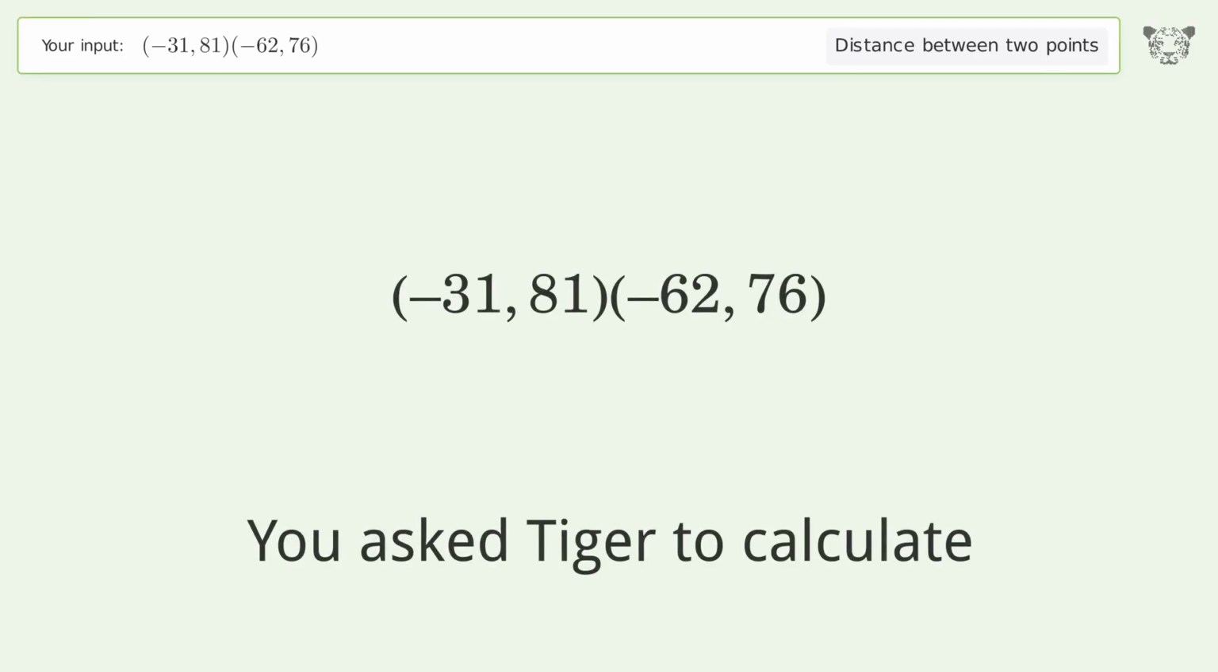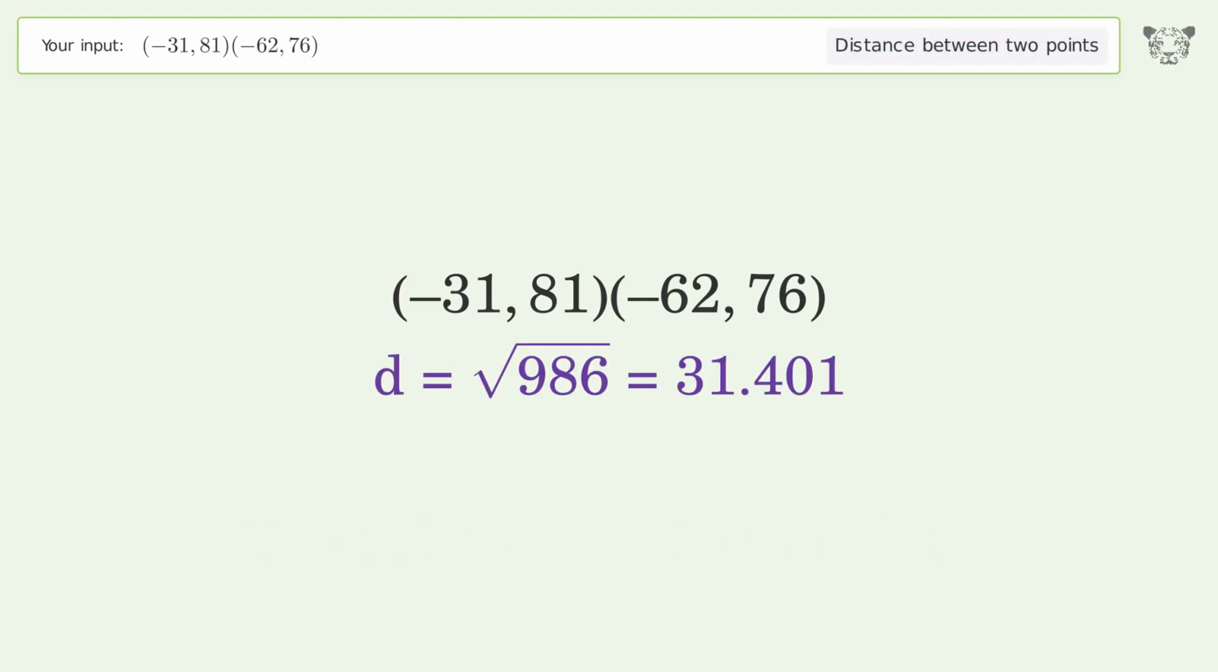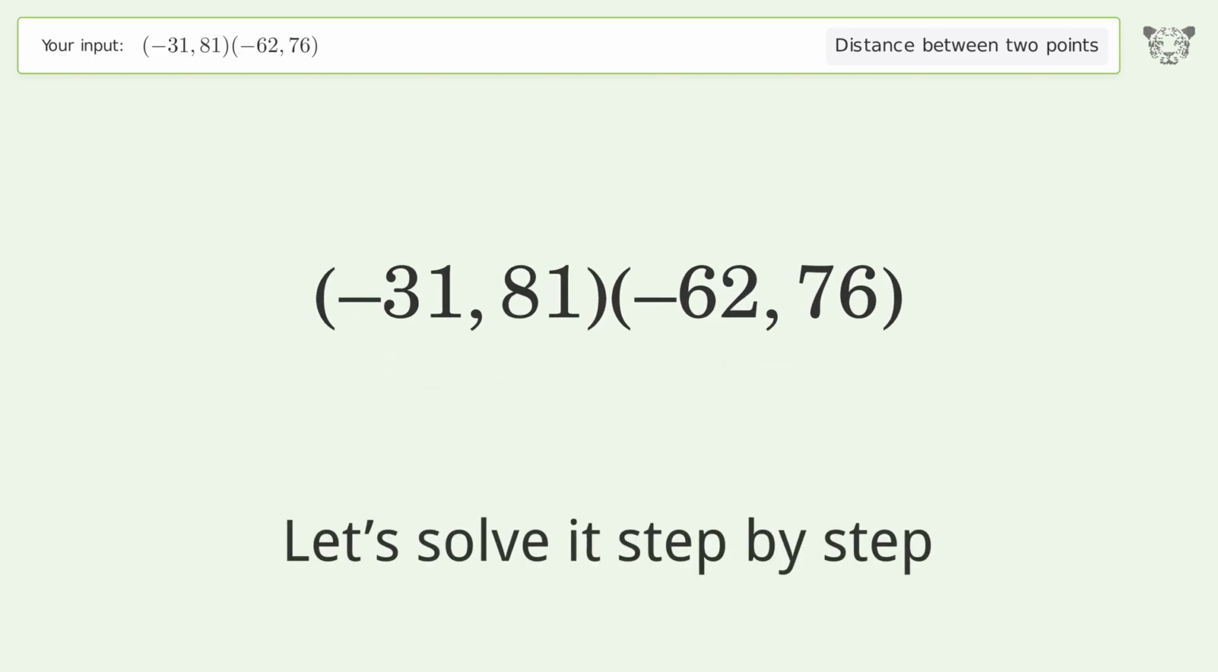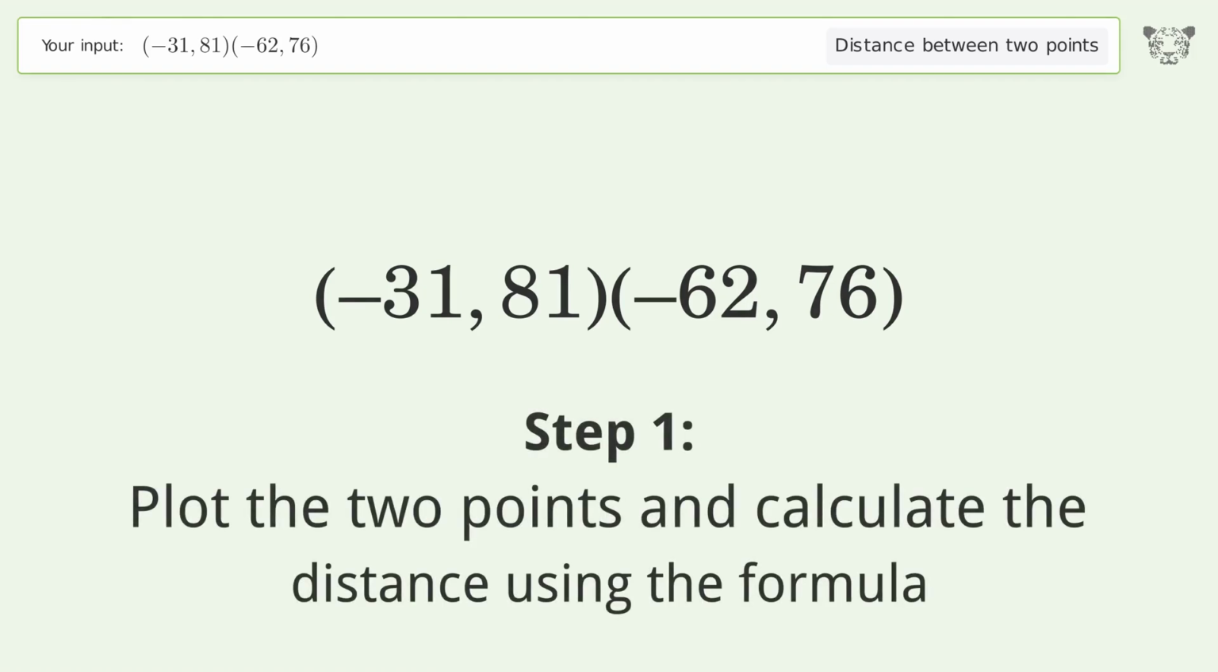You ask Tiger to calculate. This deals with the distance between 2 points. The distance between the 2 points is the square root of 986, or 31.401. Let's solve it step by step. Plot the 2 points and calculate the distance using the formula.